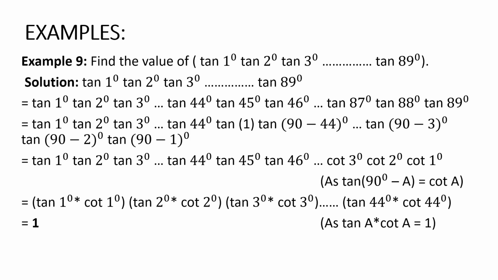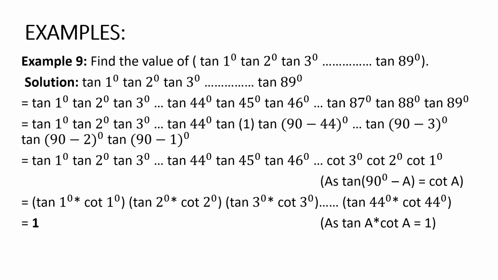Next important example. Find the value of tan 1 degree into tan 2 degrees up till tan 89 degrees. Now see, over here we are going to use the concept of complementary angles that we have studied. So first, tan 1 degree into tan 2 degrees into tan 3 degrees and so on. In between you will have 44, 45, 46 degrees. And then at last you will have 87, 88 and 89 degrees.